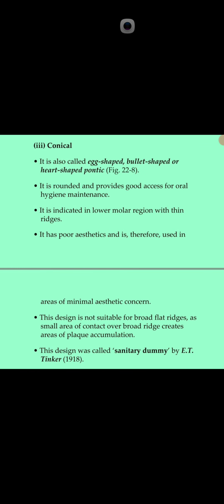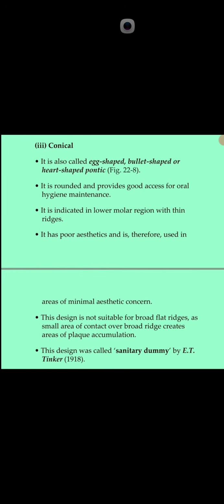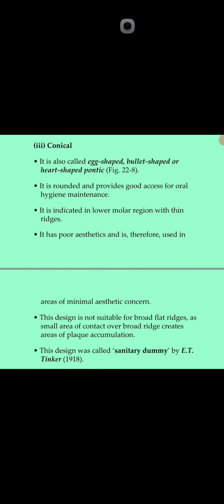It is also called egg-shaped, bullet-shaped, or heart-shaped pontic. It looks like a heart. It is rounded and provides good access for oral hygiene maintenance. It is indicated in the lower molar region with thin ridges. Remember, this is a good point. Which type of pontic is given in thin ridges? This is the heart shape, egg shape, conical.